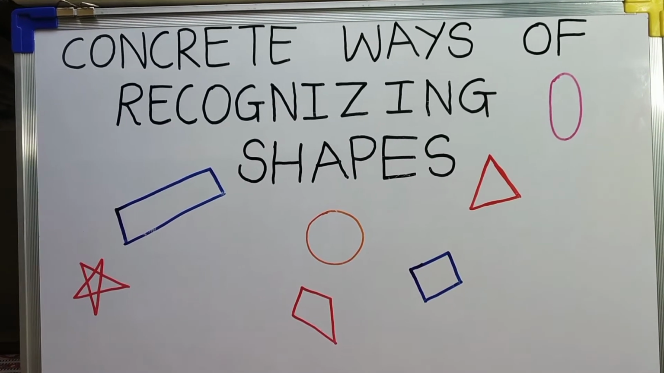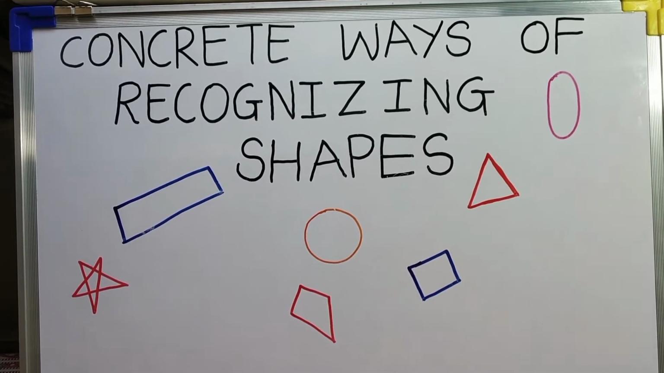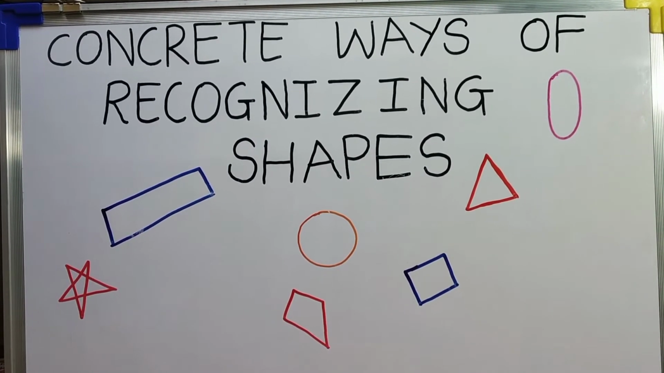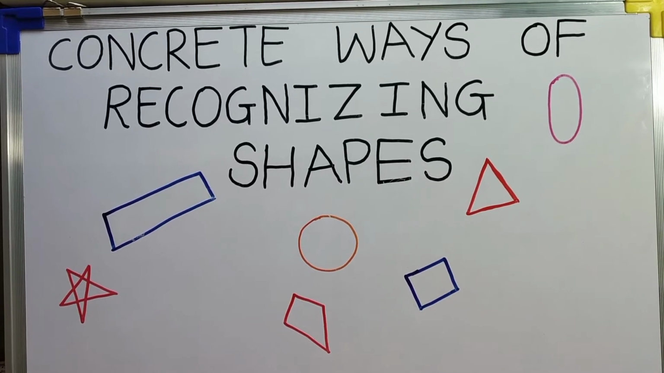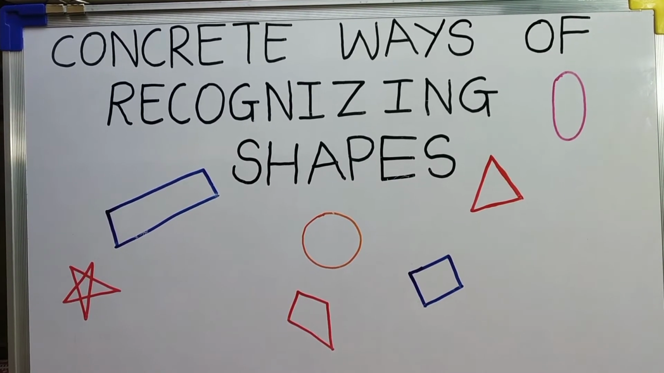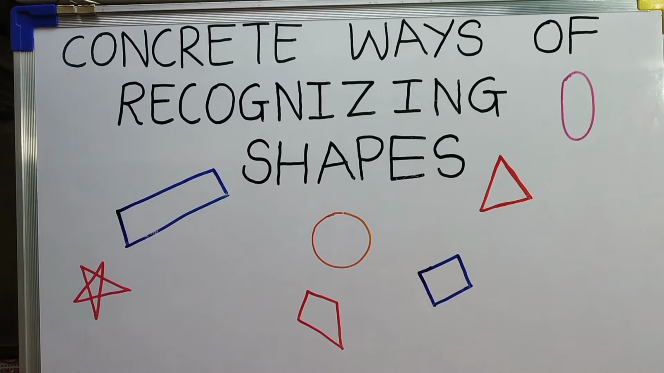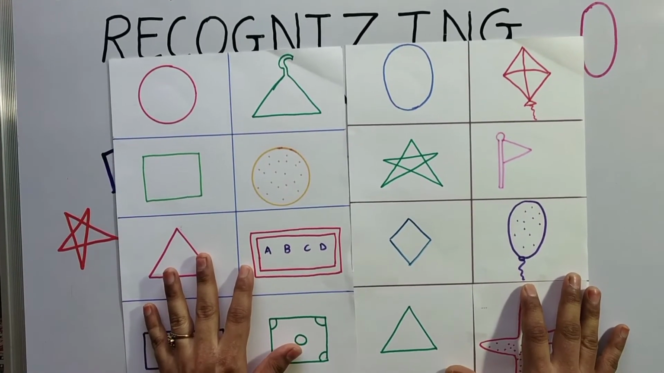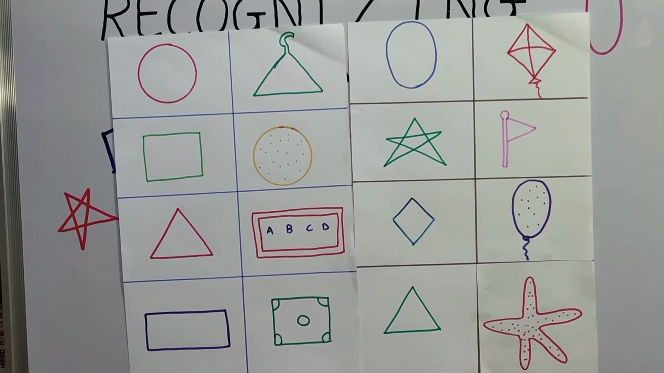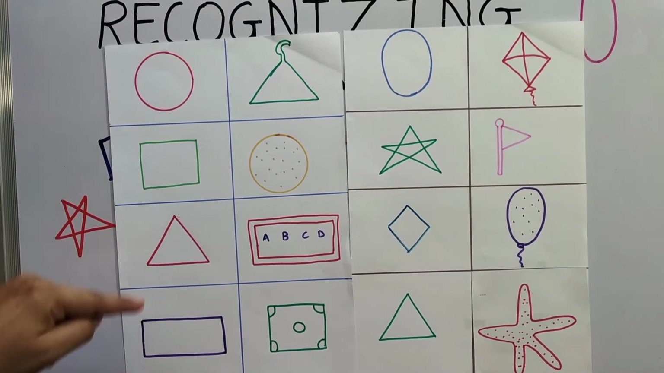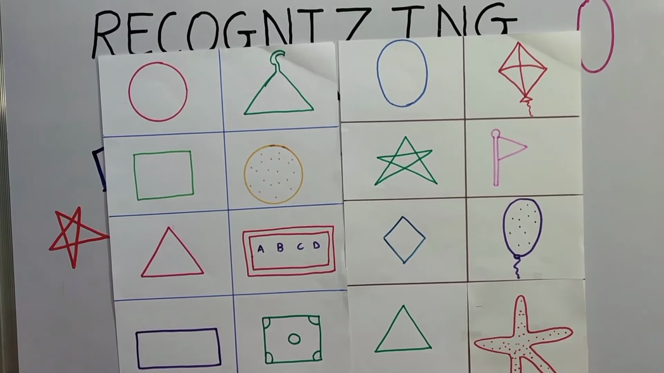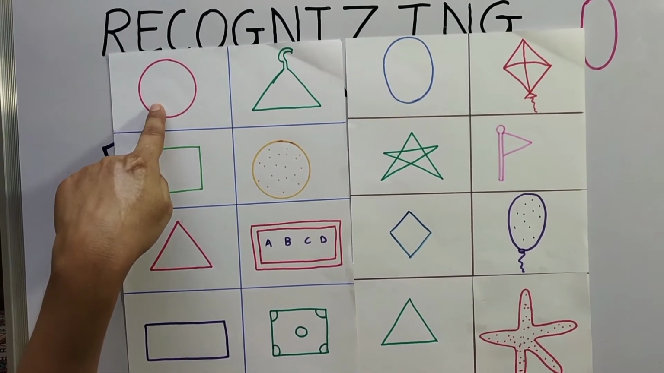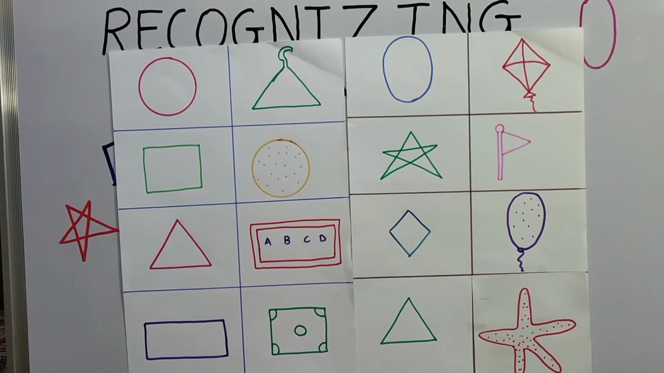Now the next activity which we can do is relate shapes with objects. But how to do it? We can do this by making match the shapes to similar objects worksheets. Here I have prepared a few worksheets. Let us have a look. Okay, so we can ask children to find a particular shape on the left hand side, and once they find it, ask them to find the object related to the shape.